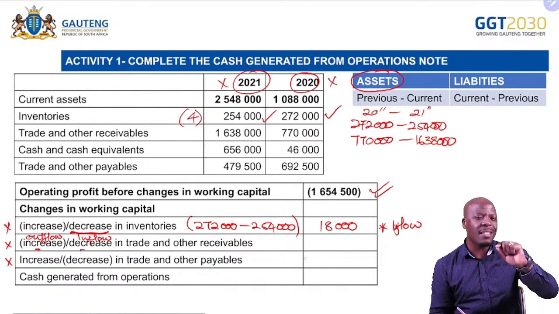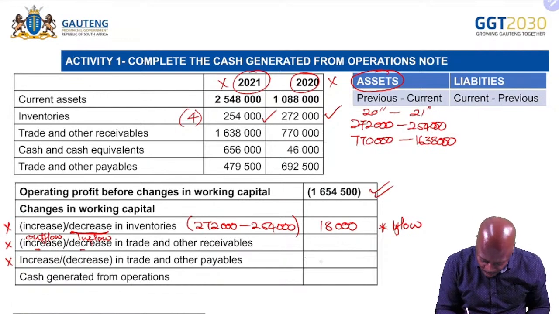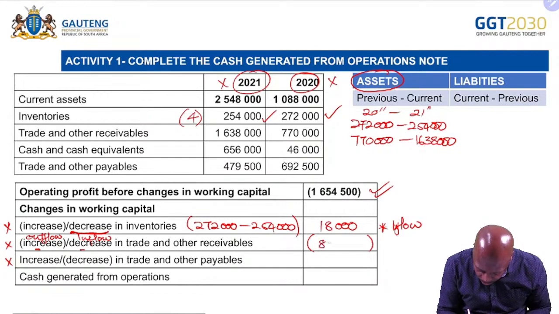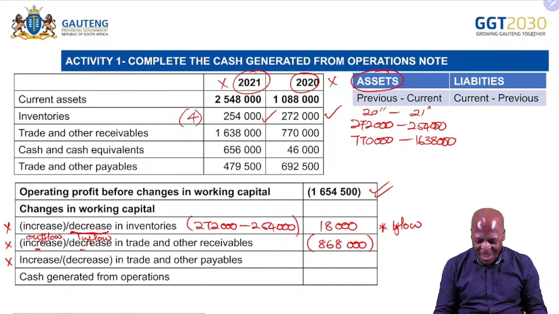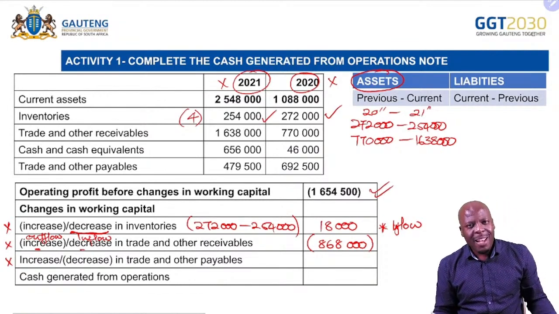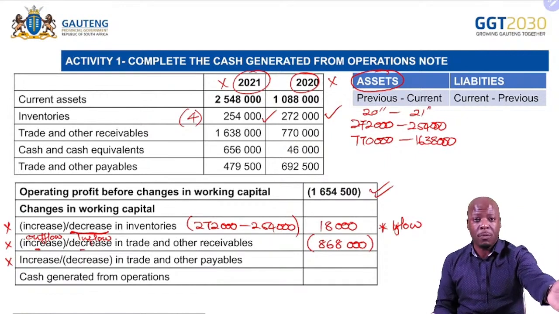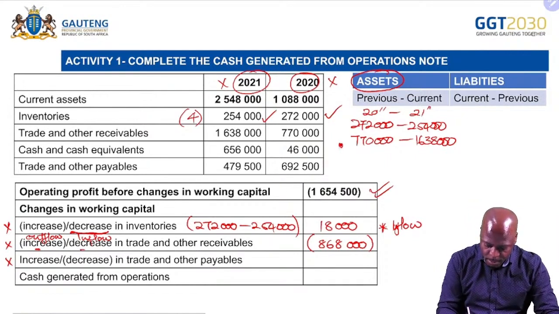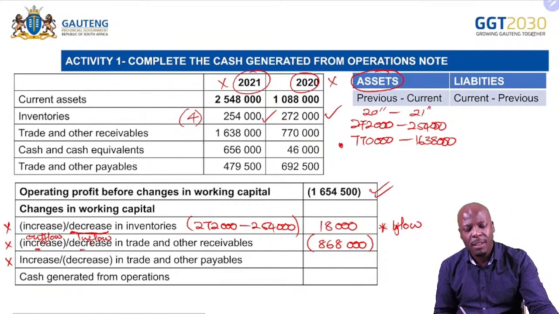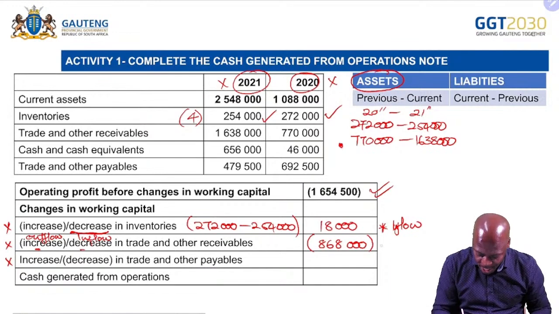Yes. Once there is a minus sign in front of the figure, that means it is an outflow. That means I must put brackets here, and then put 868,000. Okay? Why? Because my debtors were 770,000. Now my debtors are 1,638,000. Debtors are not paying me. And when they are not paying me, I consider it a cash outflow. Or I trust my calculator. Previous, 770,000. Current, 1,638,000. And the calculator tells me the amount is 868, but not only that, it is a negative. So I put a bracket. Bracket means it is an outflow.